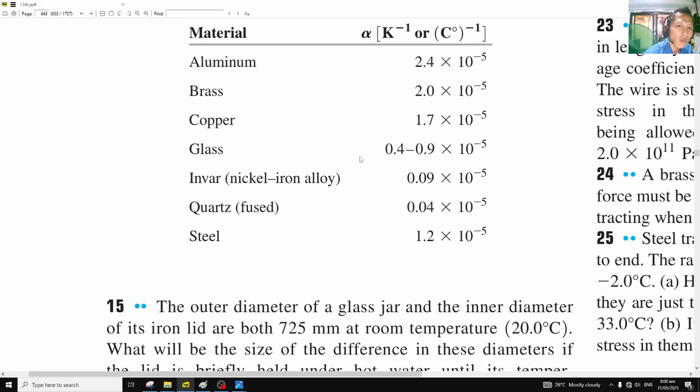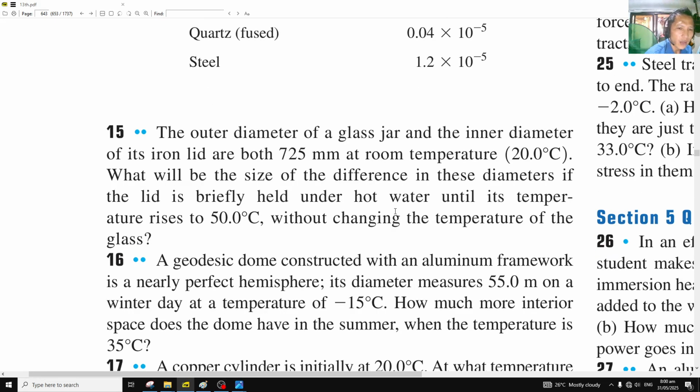So again, these are our constants, at steady state, meaning at a particular time, that is their expansion. Okay? So, that is the answer for number 15.